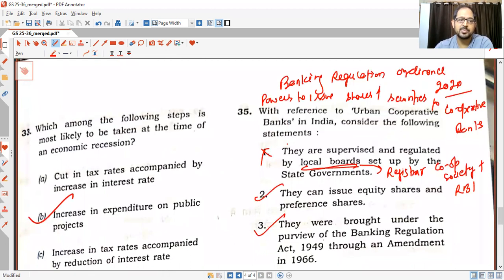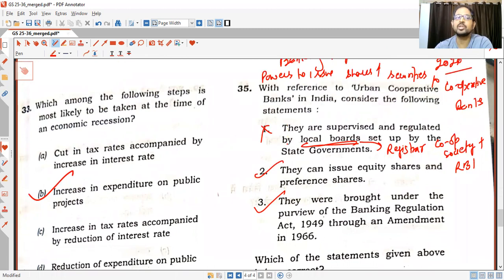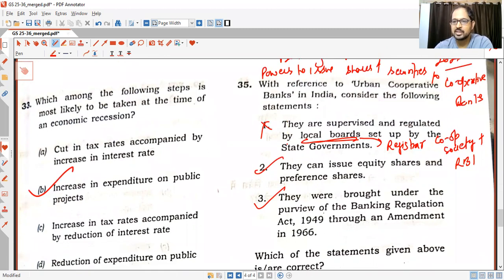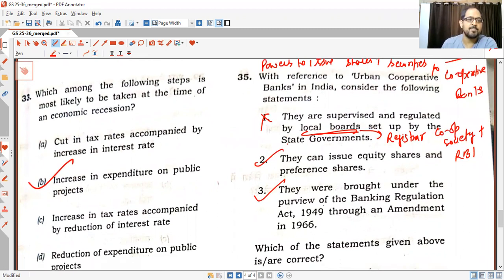Which of the following steps is most likely to be taken at the time of economic recession? Economic recession means there is a downfall in the economic growth rate, a negative GDP growth rate. In that case, look at option A: cut in tax rates. Yes, this part is correct, but increase in interest rate? So half is correct, half is incorrect. So A is incorrect.